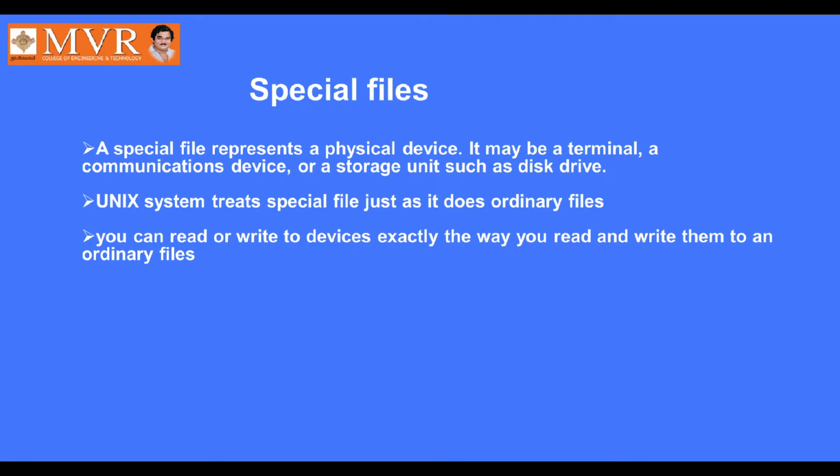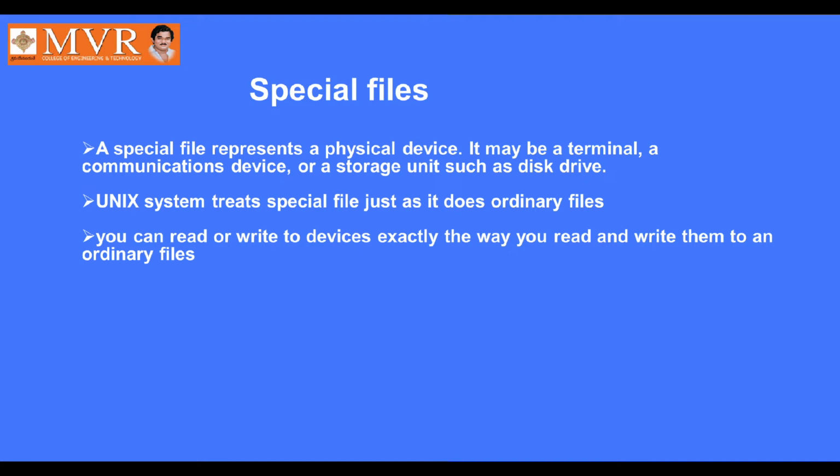It may be a terminal. As I told you, a terminal is nothing but a system. Any communication device is also a file, or a storage unit such as a disk drive. Disk drives, or RAMs and ROMs, everything will be treated as files in Unix. Like normal files, the Unix system treats special files just as an ordinary file. That means you can read or write to the devices directly. Whatever you want to store in that communication device or a memory, you can do directly, treating that device as a file.